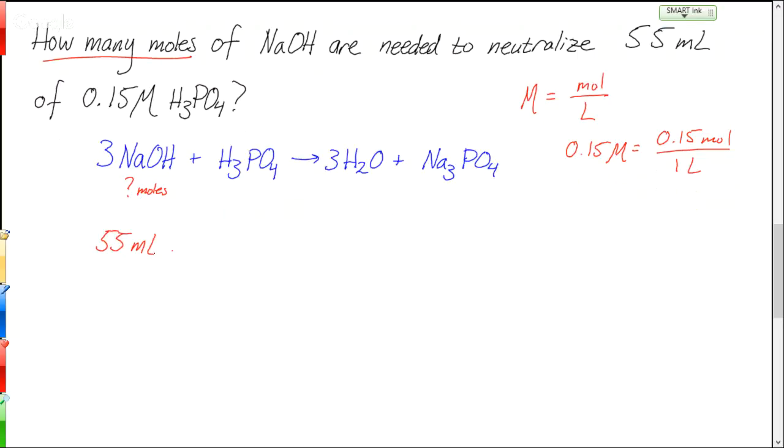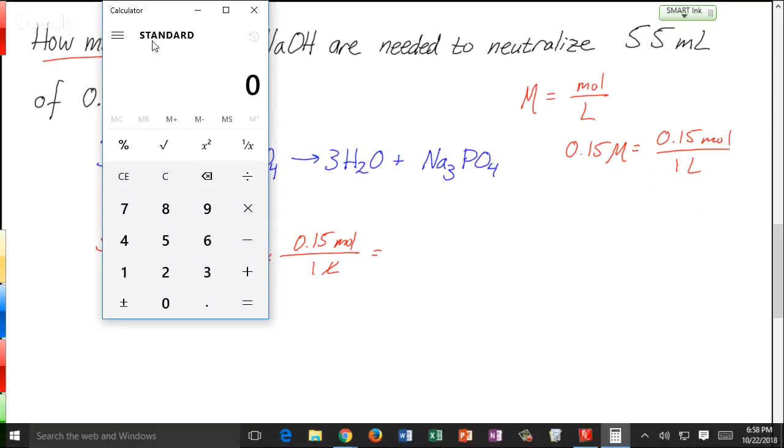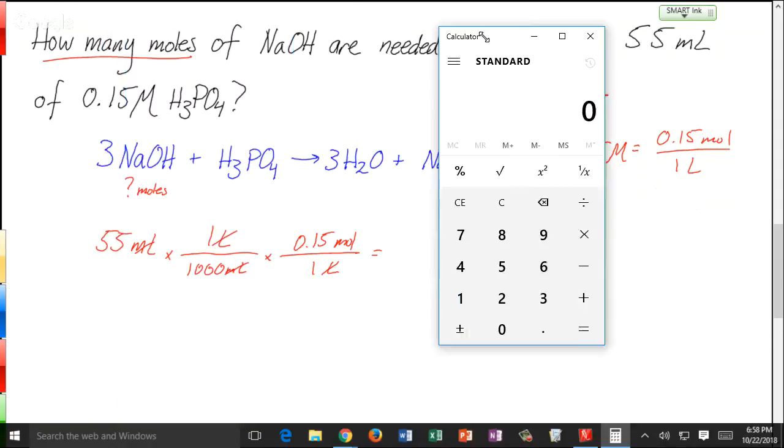So you got 55 milliliters. There are 1,000 milliliters in a liter. The milliliters cancel. And then our molarity tells us that there are 0.15 moles per liter. So liters cancel and we end up with moles. So doing that calculation, we get 55 divided by 1,000 times 0.15, 0.00825.